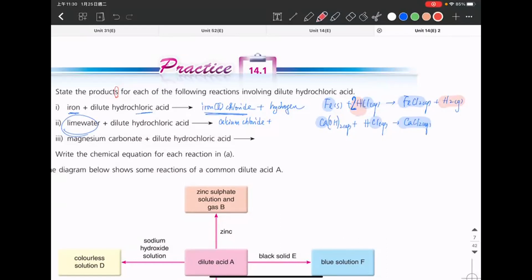And what is left behind? Hydroxide ion and hydrogen ion. So what will be formed? Hydroxide ion and hydrogen ion form water. Yes, just water. Do you have any carbon dioxide? The answer is no.